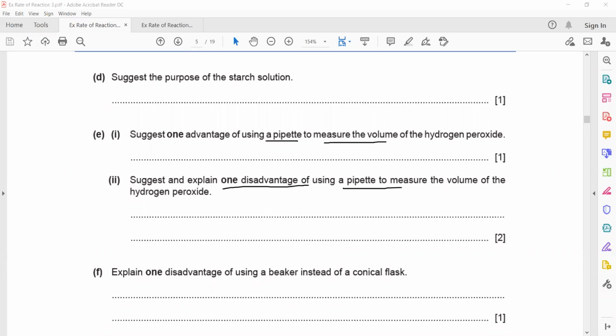This is exercise 3. Question number 1, C1 and D. Okay.